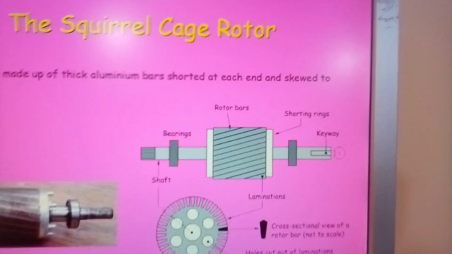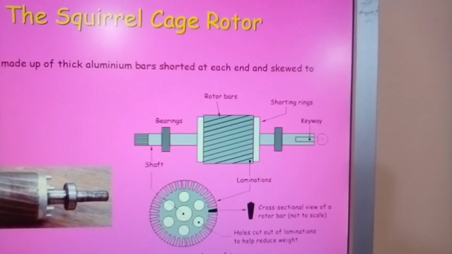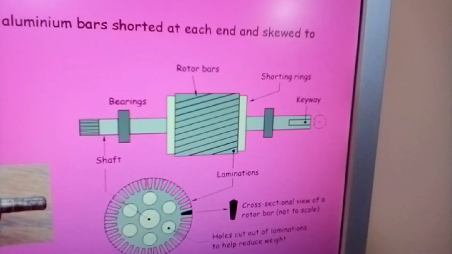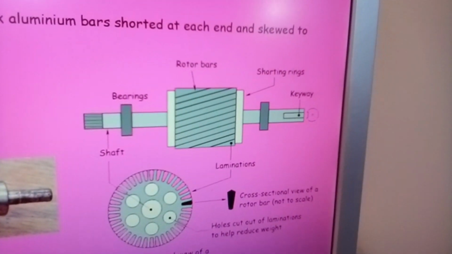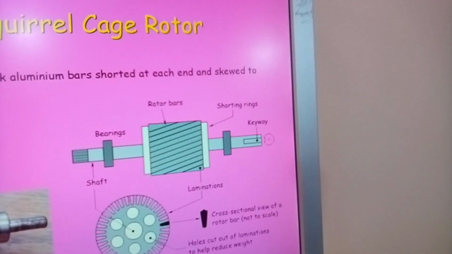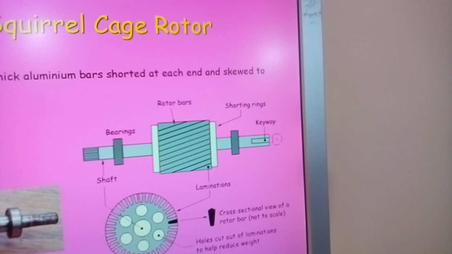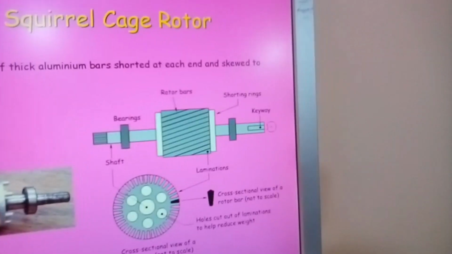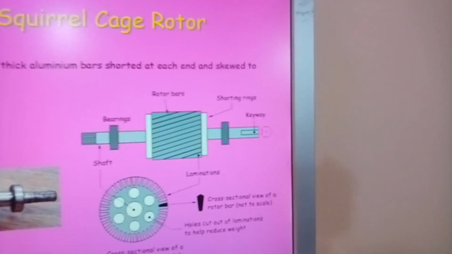Here we are. All I'm going to do is just show you this. I'm hoping that I can get it close enough. That's your case. That's your squirrel cage rotor. And I'll just pan back to make sure we can get it fully in.